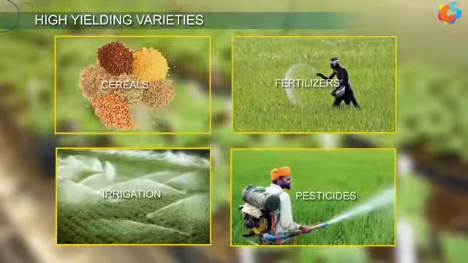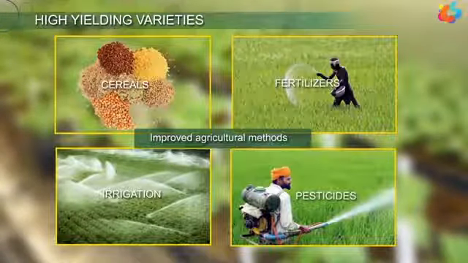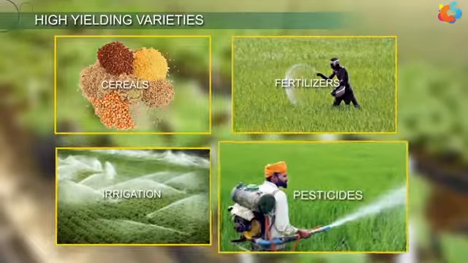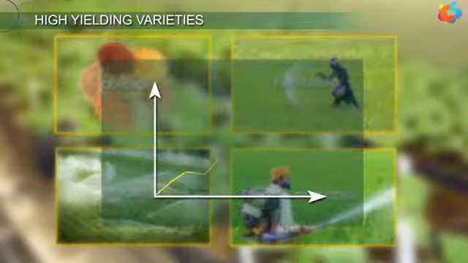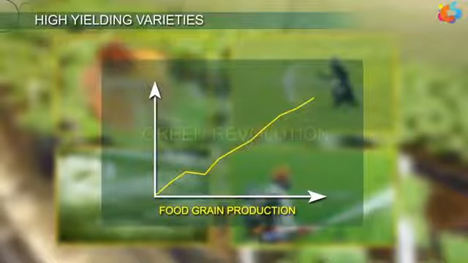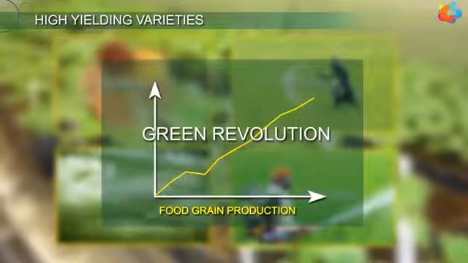High-yielding new varieties of cereals, along with improved agricultural methods like use of fertilizers, irrigation and pesticides, brought a many-fold increase in food grain production. This breakthrough in agriculture was known as the Green Revolution.